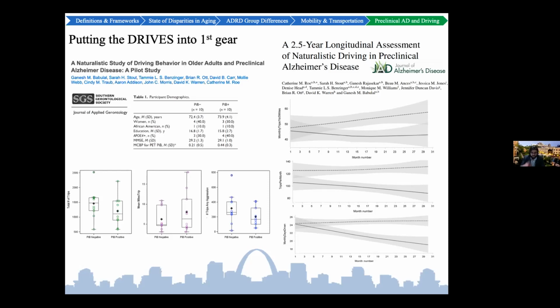positive group, those with more amyloid, they tend to decrease how often they drove in terms of how many months per day. They typically tend to have a lower number of trips made within the 1 to 5 mile radius. And then those with preclinical AD actually had a faster decline in their overall driving behavior within their environment.